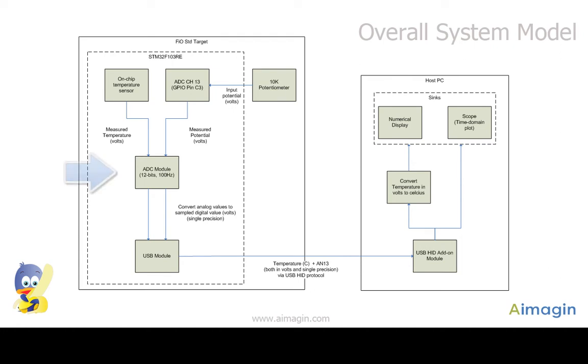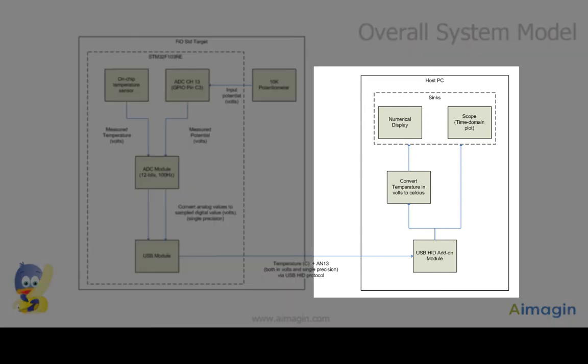Both analog inputs will be sampled and converted to digital values by an on-chip 12-bit analog to digital converter set at a 100 Hz sampling rate. The converted data will be sent to the host PC by USB Human Interface Device Protocol. The host PC will receive the data, convert the measured temperature from volts to Celsius, and finally display both data types in the Simulink simulation in real time as numerical values as well as time series plots.